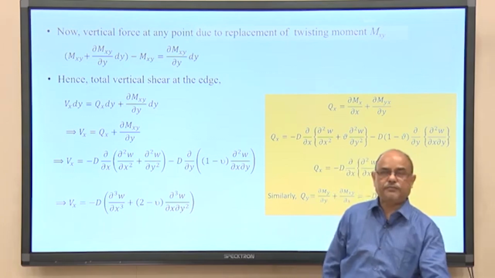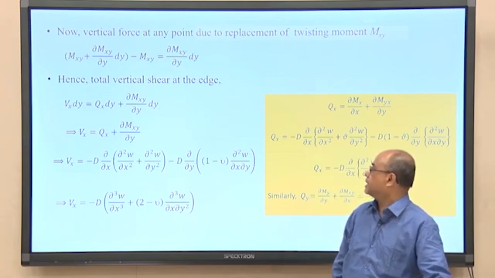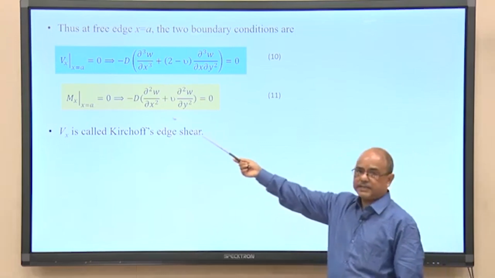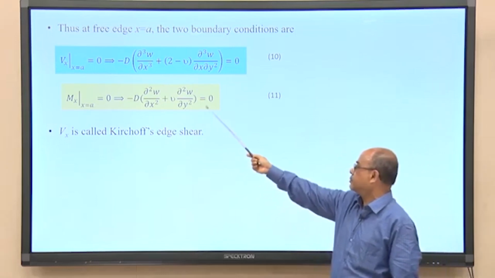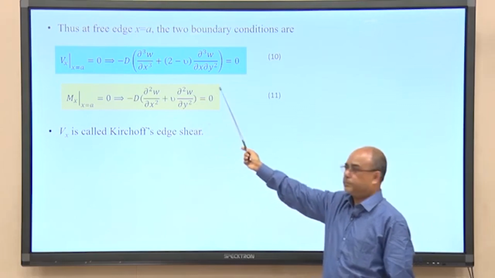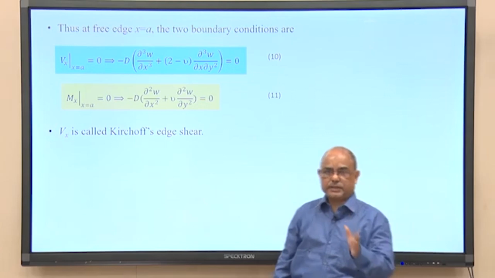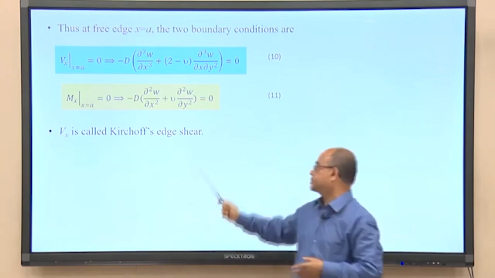Second condition, at the free edge there will not be any bending moment. So, because this is the x edge, x is equal to a, bending moment is 0. So, the bending moment expression is 0, but here in the simply supported edge, compare the two expressions.